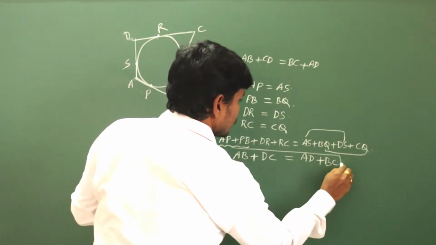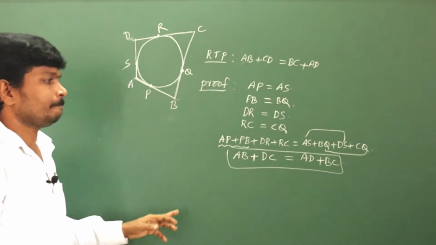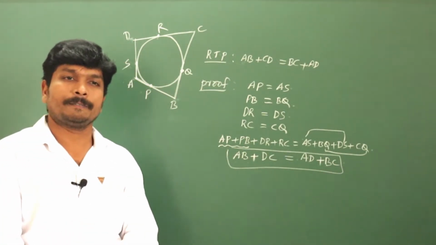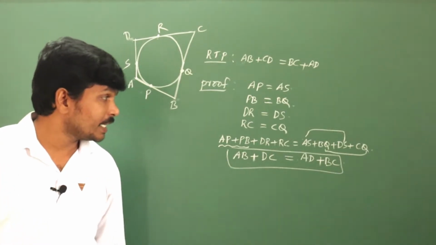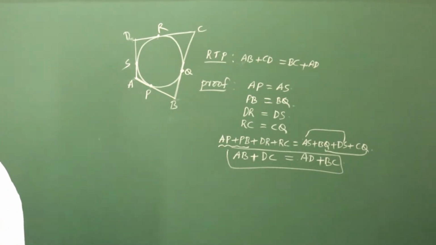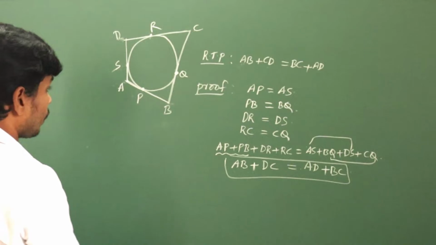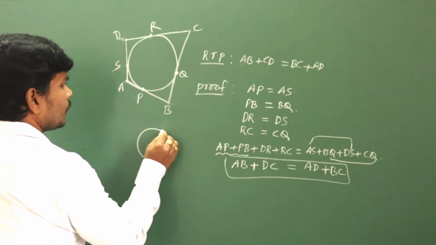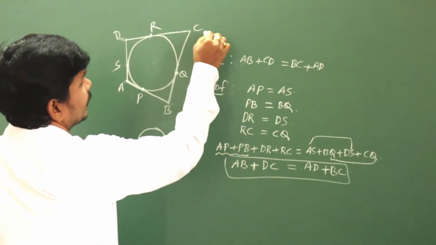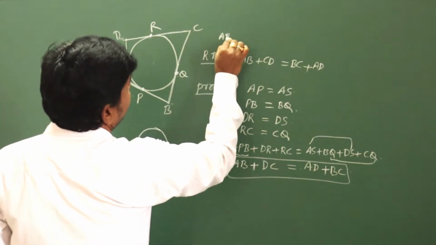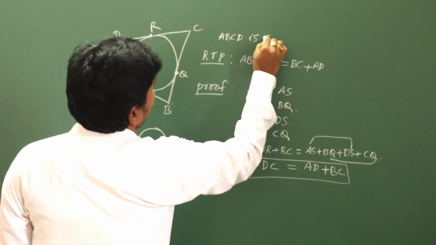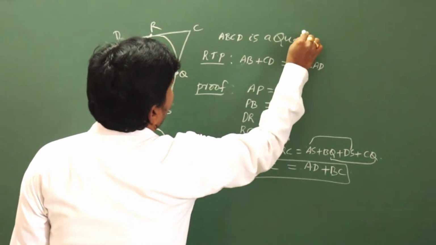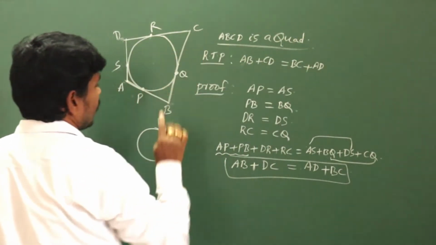So this is your final result. AB plus CD is equal to AD plus BC. Now I am giving you a problem. Take the same problem. ABCD is a quadrilateral. Which kind of quadrilateral? Circumscribed quadrilateral.